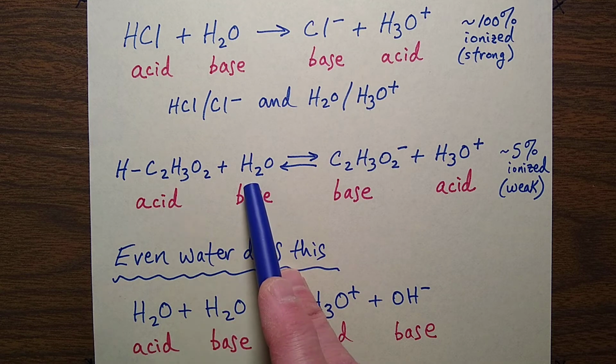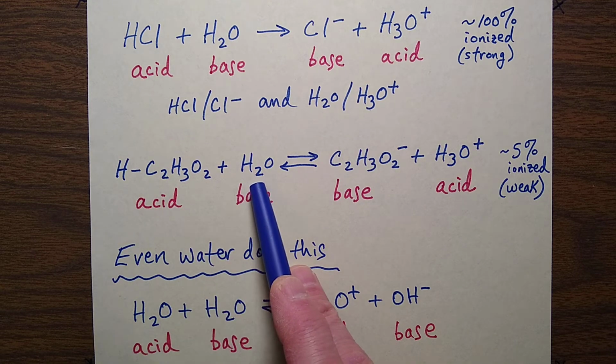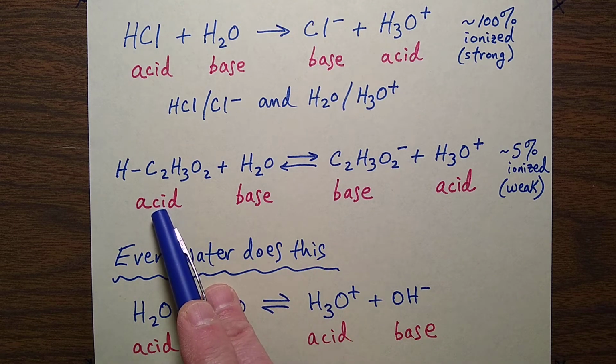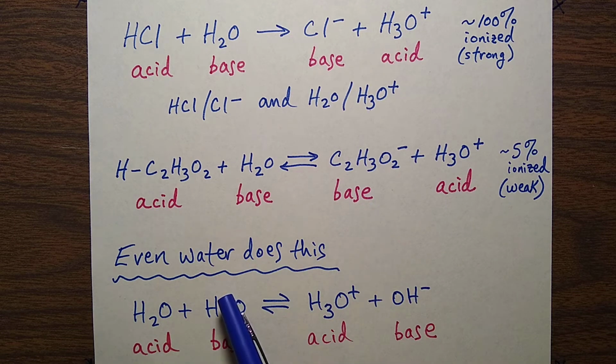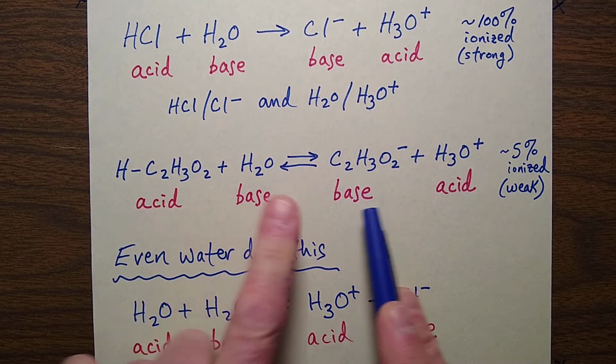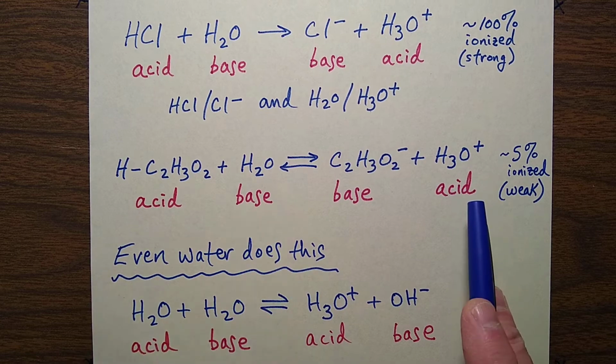So this would donate its proton to the water, which becomes protonated, a hydronium ion. The acetic acid loses a proton to become the acetate ion. So this is a conjugate acid-base pair, and this is the other conjugate acid-base pair.